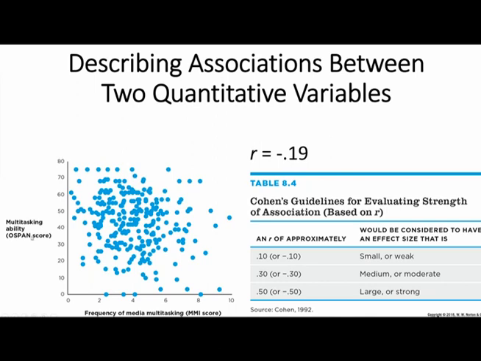Whereas if we wanted to look at our multitasking people, so how often they multitask and how well they do at multitasking, this one is a negative 0.19. So if we put a line of best fit in here, it's going to look something like this, but we see that there's quite a bit of spread to our data, which is why it's a 0.19. So the negative tells us it's a negative relationship. The 0.19 tells us there's quite a bit of spread there.